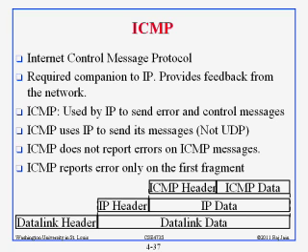Okay, all right. So ICMP is used by IP to send error and control messages. Whenever you get an error, it comes through an ICMP message, not as an IP message. ICMP uses IP to send its messages, not UDP. What that means is that ICMP runs on IP.